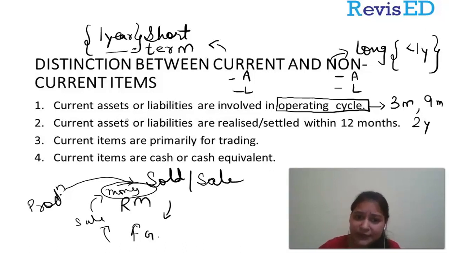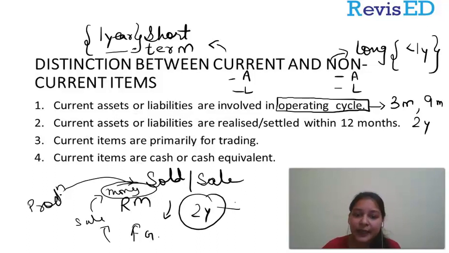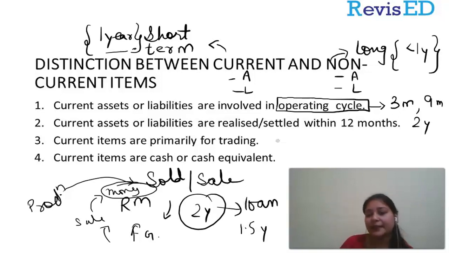So we will see if current assets and current liabilities are within the operating cycle. If my operating cycle is 2 years and I have to pay a loan in 1.5 years, that would also become a current liability, because in that case I would look at the operating cycle. I will not look at 1 year. After that, this is the same I have said, within 12 months, if you are not looking at the operating cycle.